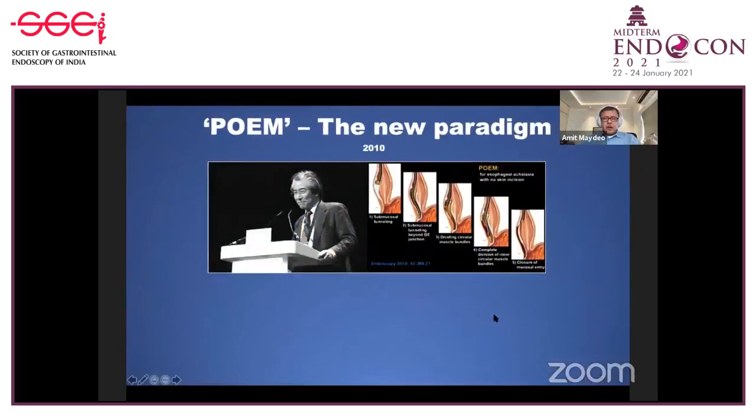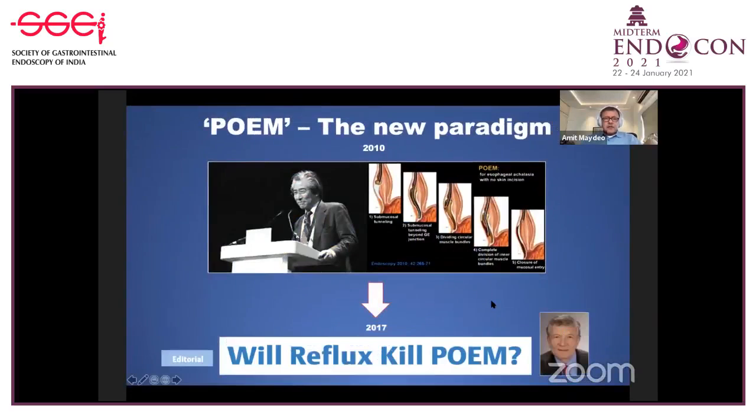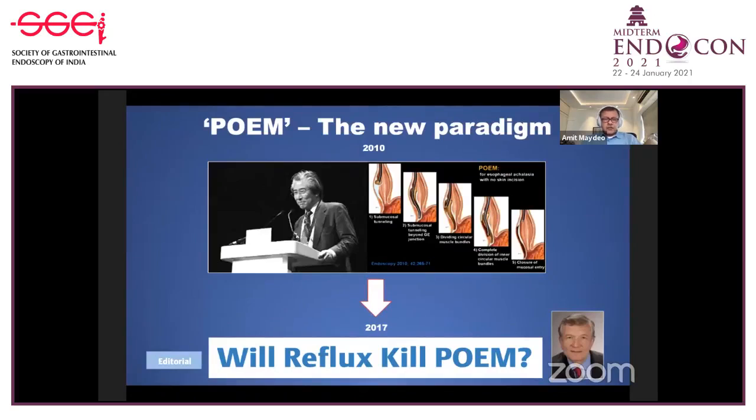So in fact, because of this problem of reflux, as all of us know, when we started performing the POEM procedure, there was a tremendous amount of reaction from the surgical colleagues. They felt that what you're doing is not proper. We are not doing a proper procedure. And because we are cutting the LES, we are not adding a fundoplication with the POEM procedure, it is going to really create trouble in the future in the form of GERD. In fact, you see here in 2017, 7 years after the introduction of POEM, the editorial was published by Thomas Rösch in Endoscopy, which actually stated, will reflux kill the procedure of POEM? And this was the status in 2017.